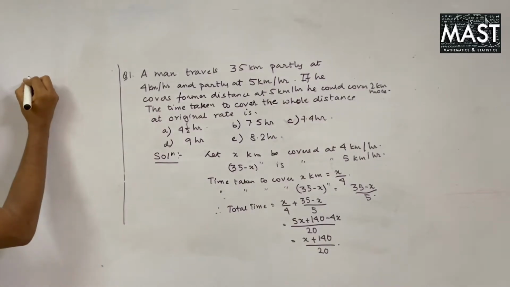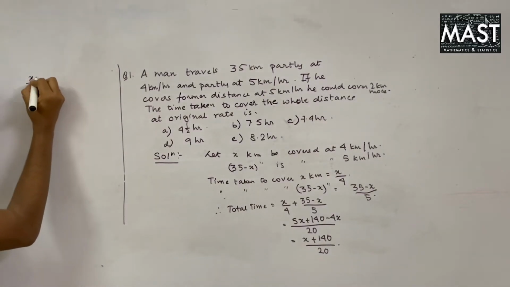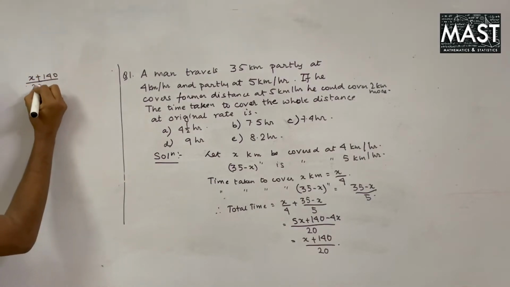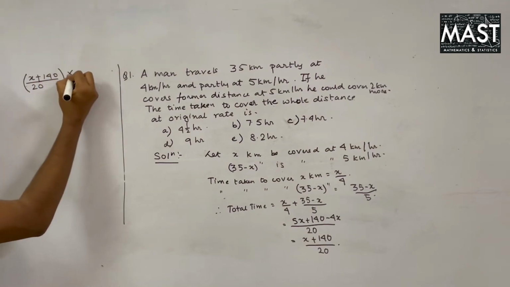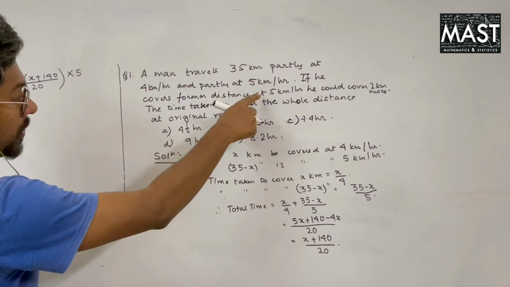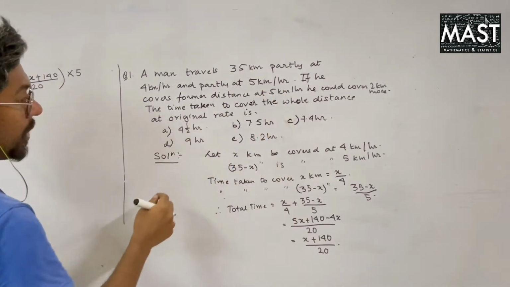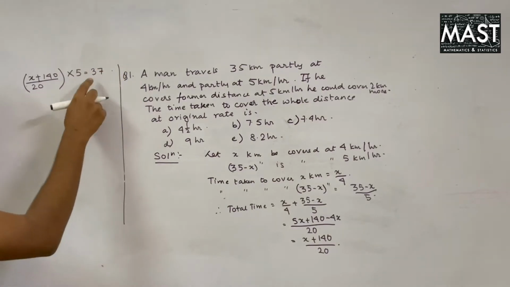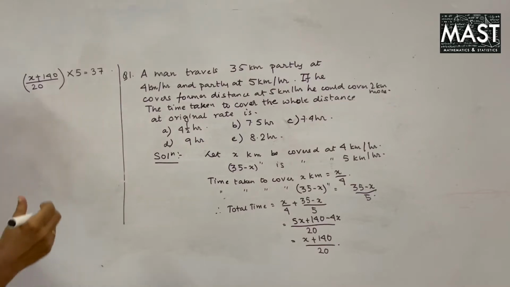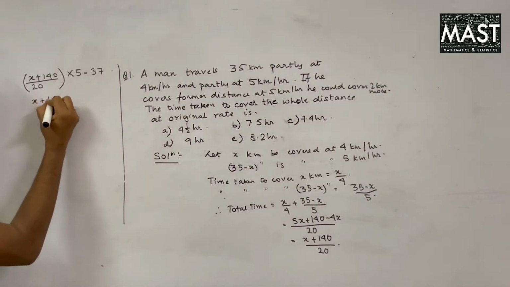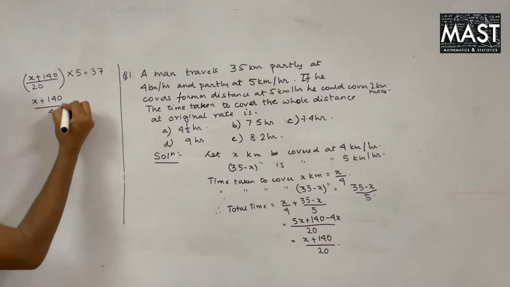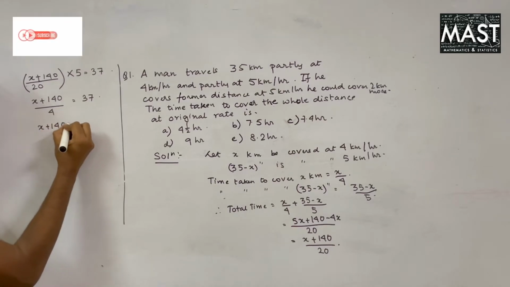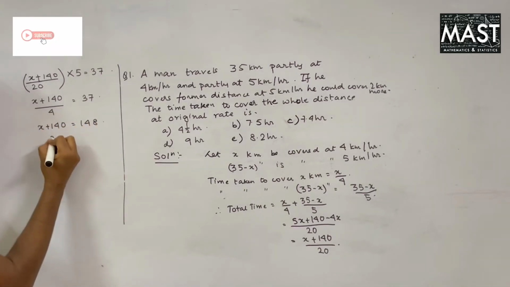Now we know that time into speed gives us distance. So this is the time. If the speed would have been 5 km per hour as per the question, if he covers the former distance at 5 km per hour, he would cover 2 km more. 2 km more means the total distance that will be covered would be 37. So (x plus 140) by 4 is equal to 37. x plus 140 equals 148. x equals 8.